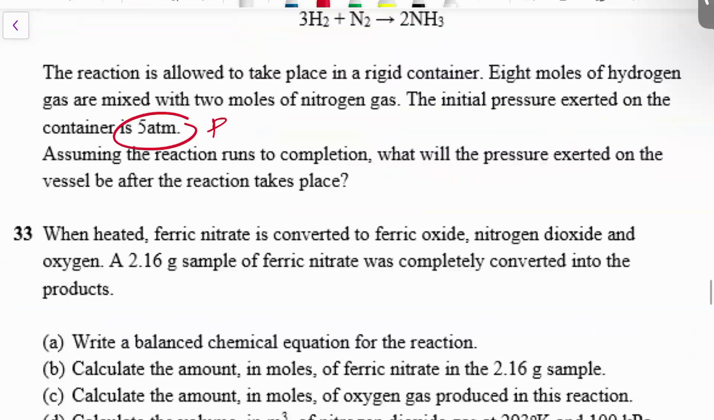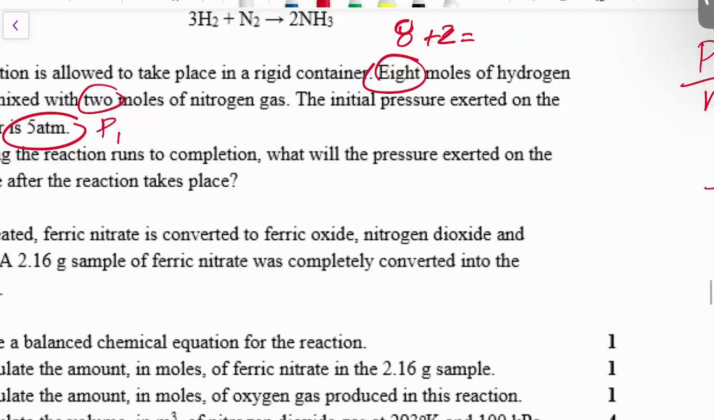5 atm. Okay, now N1 is also going to be easy to figure out because N1 is what you start off with, yeah? How many gases in total? What did they put into the container? There's eight hydrogen, yes, but that's not the only gas in the container. There's eight and there's two. Good. What's the total then? The total is 10, yeah? So 8 plus 2 is equal to 10 mole initially.